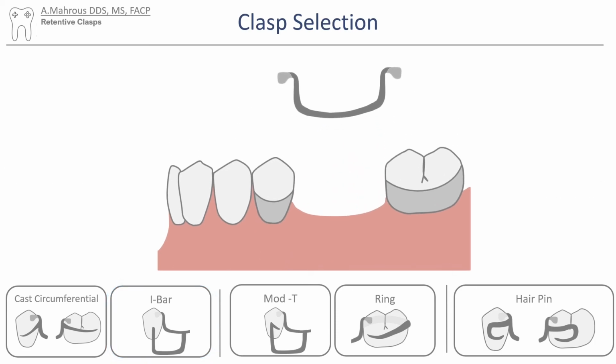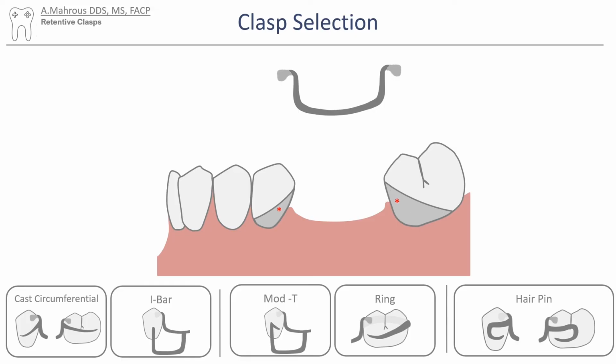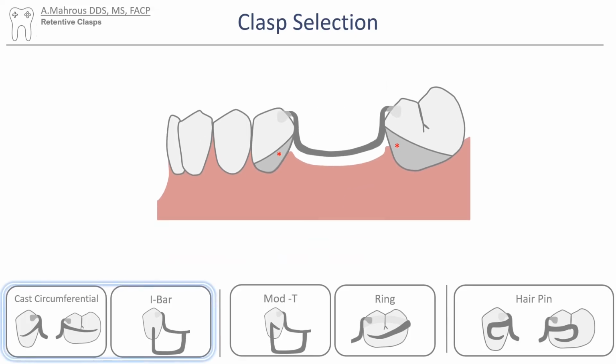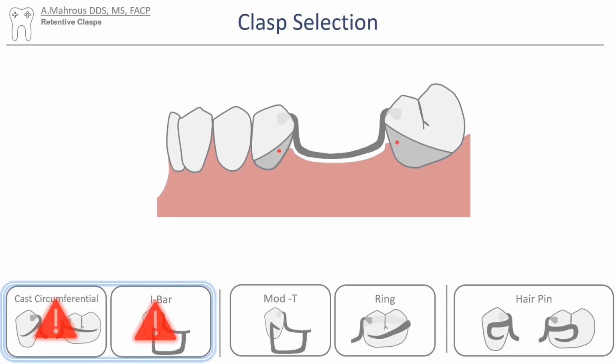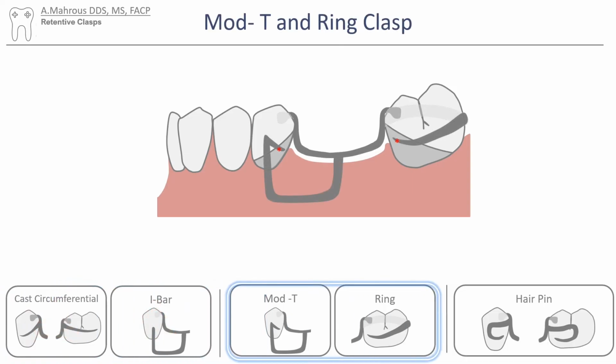Let's shift gears. In areas where the tooth has been lost for a long time, it's not uncommon for teeth to tip into the edentulous space. When they do that, the height of contour and the retentive undercut move closer to the edentulous space, which makes them inaccessible to the CC and I-bar clasp. In this case, we'll have to shift over to more complex clasps like the modified T and the ring clasp.